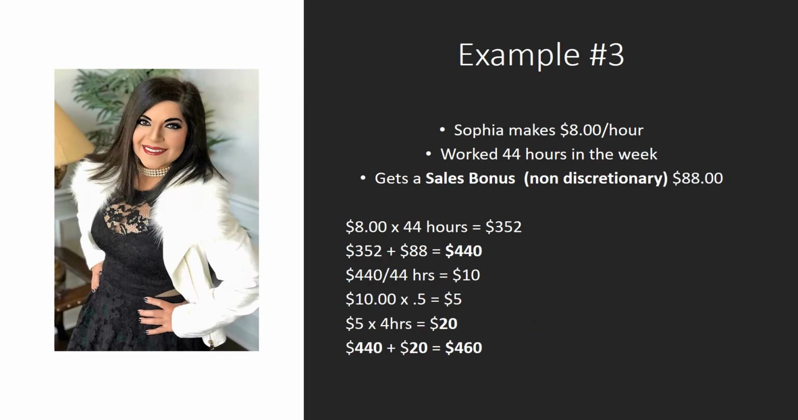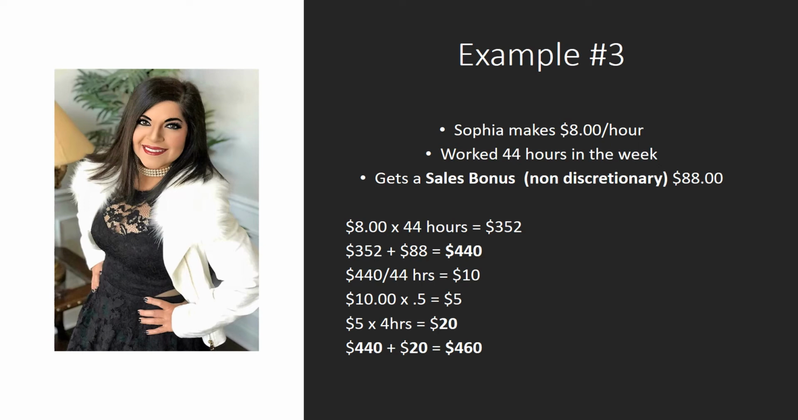Look at example number 3. So once again, Sophia makes $8 an hour. She worked 44 hours. She gets a sales bonus. Sophia, for example, met the sales quota. Okay, so because she met the sales quota, she's gonna get a non-discretionary bonus of $88. She is expecting this bonus. This is part of her salary. She knew that if she would make that quota, then she was gonna get this bonus. Therefore, you gotta include the bonus at the beginning and not at the end.